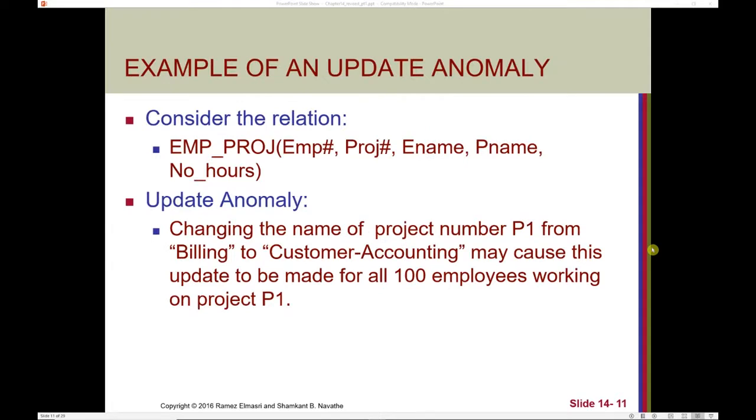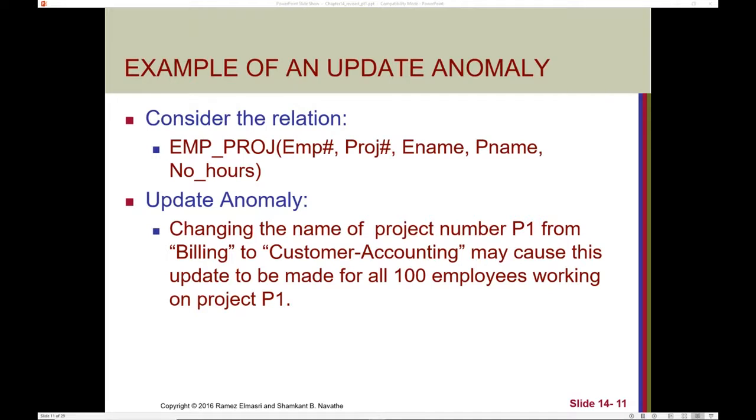Here's an example of an update anomaly. Consider the relation employee-project. Here we clearly have attributes from what should be two separate entities in the same relation. We have an employee number, a project number, an employee name, a project name, and the number of hours for that project. We might run into an anomaly when we try to modify information in this relation. For example, if we try to change the name of project number P1 from billing to customer accounting, this may cause the update to be made for all 100 employees working on project P1.